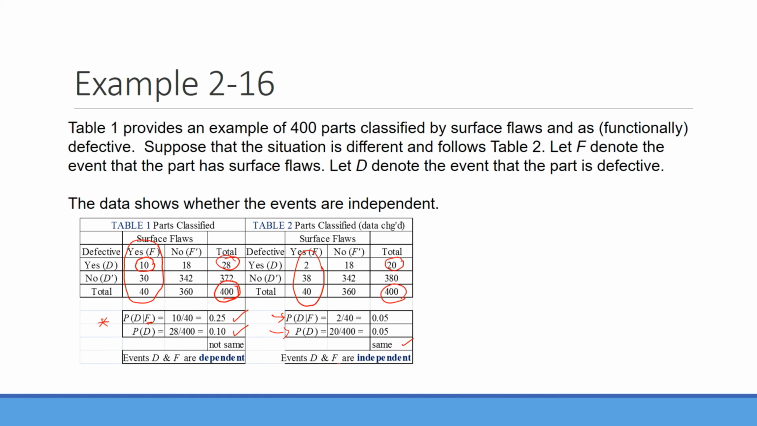Therefore, events D and F are independent. So what that means is that knowing that we had surface flaws did not affect the probability that the part was defective in Table 2.